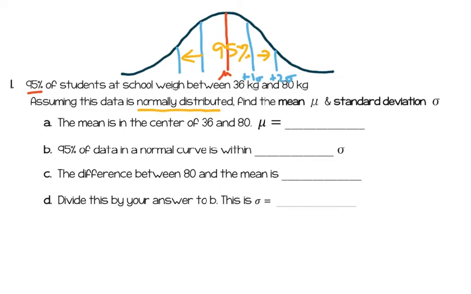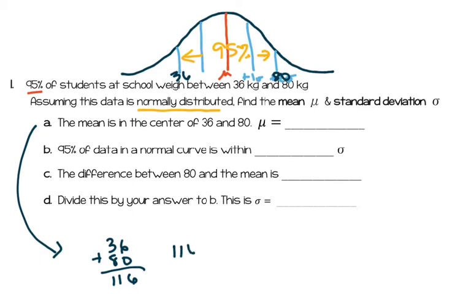Okay, so it says the mean is the one that's going to be in the very center. So if I look at my numbers, this is between 36 and 80. So what I'm going to do to find the mean, I'm going to do 36 plus 80, and then I'm going to divide by 2. So 116 divided by 2 is 58. So that means that my mean is 58. 58 is right in the center of those two.